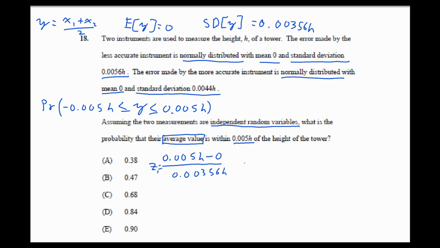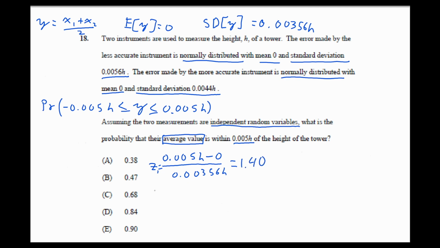Let's call this z1, right? Okay. So what is this? This is going to be 0.005 divided by 0.00356, and that Z1 is going to equal, rounding to 2 decimal places, 1.40.